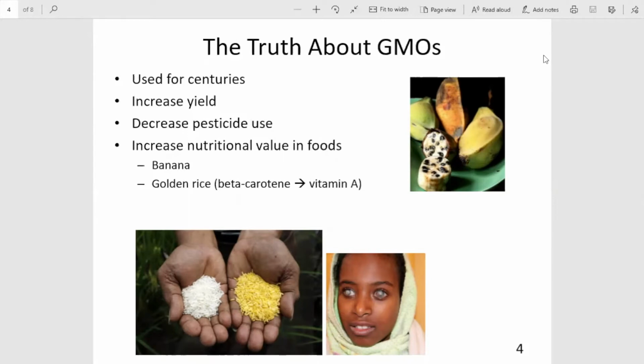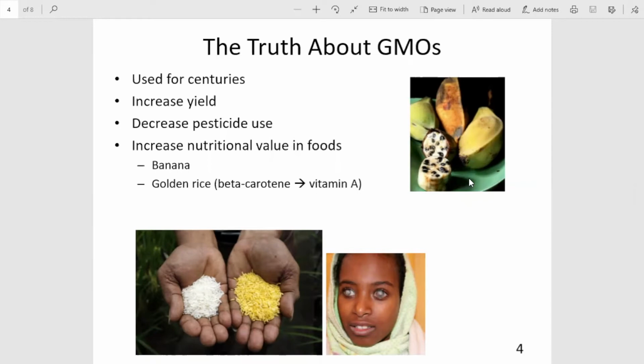Genetic modification can be used to increase the yield of crops, decrease the need for pesticides, or increase the nutritional value. For example, bananas, shown here on slide 4, have very large seeds and very little fruit. However, this does not resemble the bananas that we see in the grocery store.